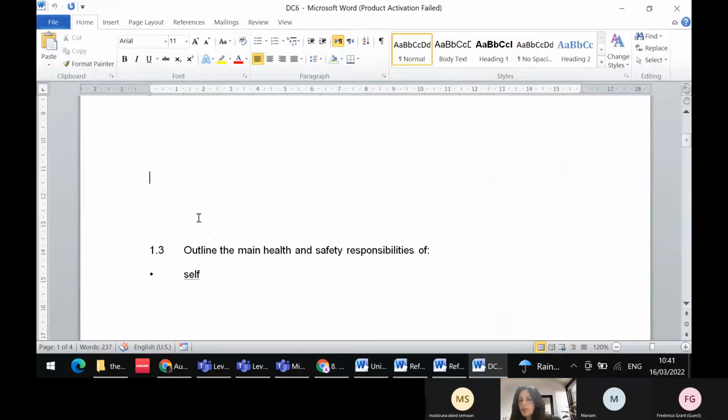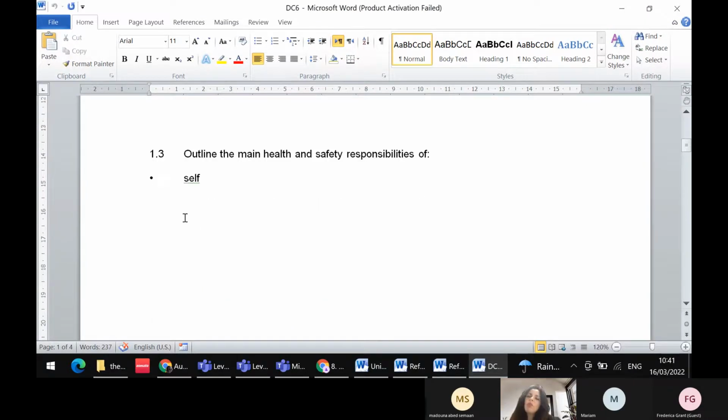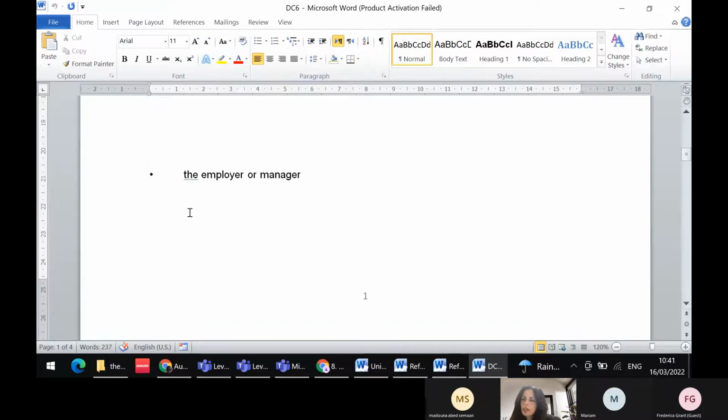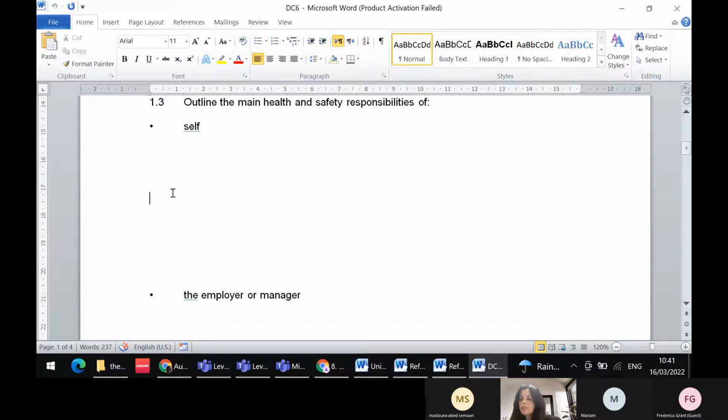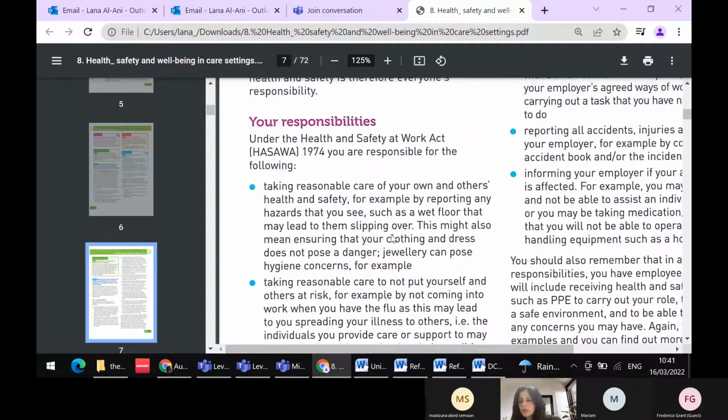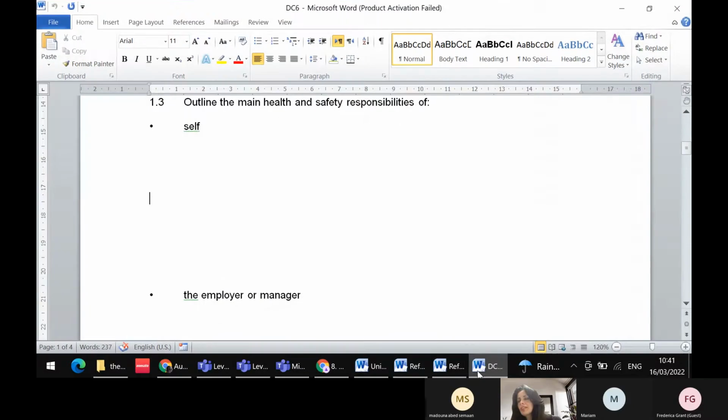So this is to answer question 1.2. Now, question 1.3, outline the main health and safety responsibilities of self. Of self, this means you. What's your responsibility? Here you need to talk about yourself. What's your self-responsibility, and the health and safety regulation.